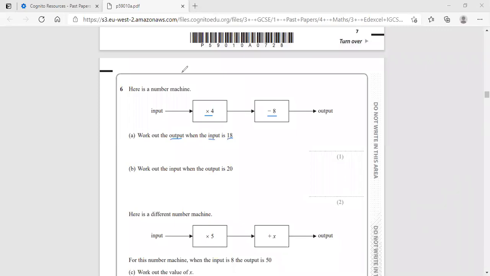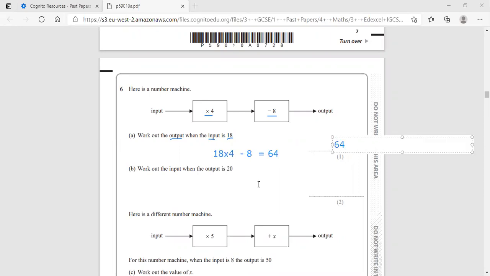So all we need to do for this question, 18 as the input, multiply it by 4, okay? And then take away 8. And that will give us our output. And the output here is simply 64. Okay, and that is the answer. If you want to put it on that line.